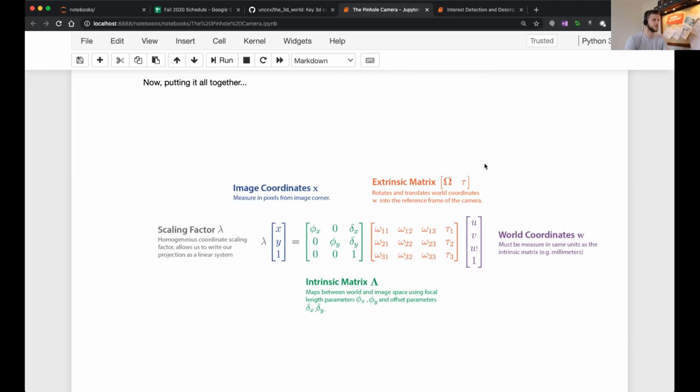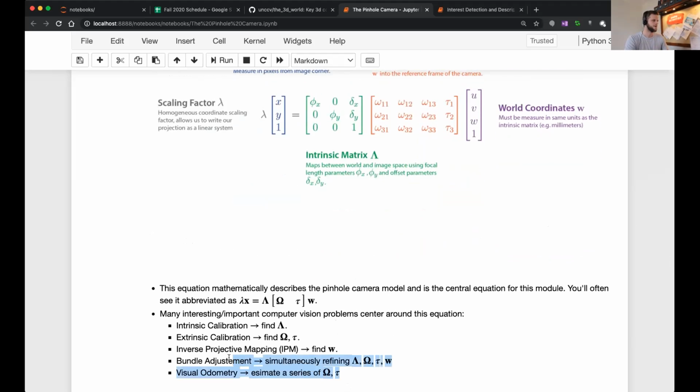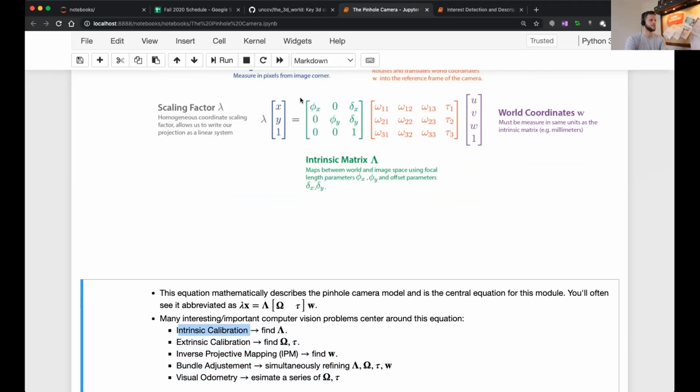So this is the equation though. There's a ton of problems in 3D computer vision, and most of them involve some permutation of solving different parts of this equation. That's really the idea. Just to give you a sense for what kind of problems you can solve using this equation, the first problem is what's called intrinsic calibration. So intrinsic calibration, that's the problem of estimating this matrix.